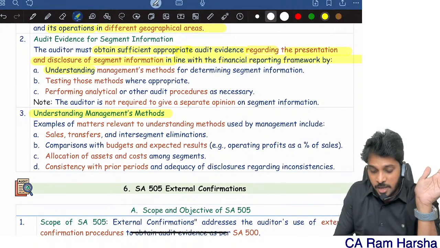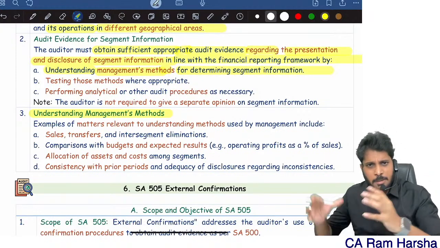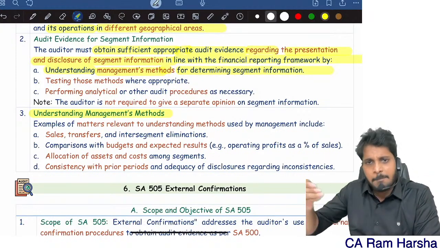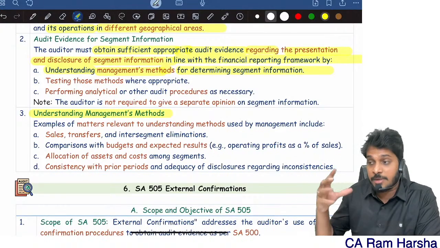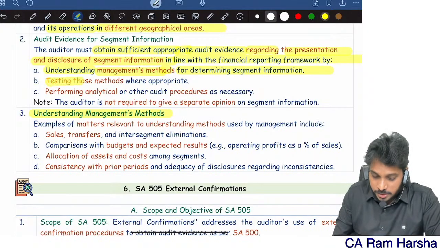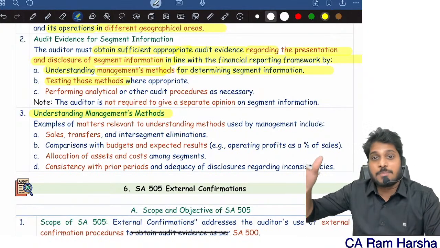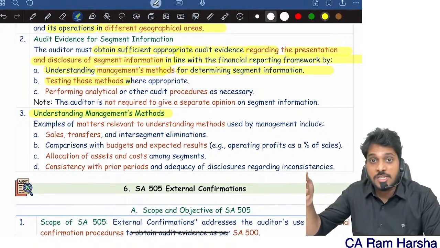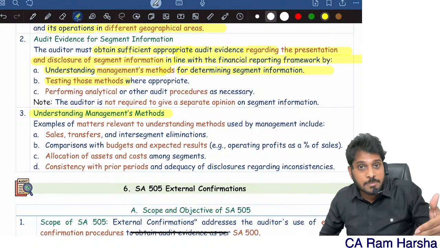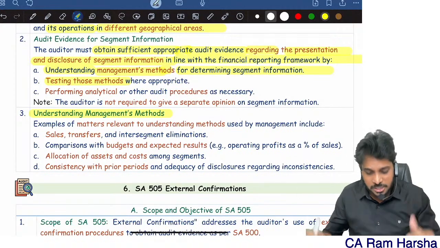So understand management's methods for determining segment information. Management would have followed some methods, right? Management would have implemented some methods to identify reportable segments. What methods did they use? Test those methods. Management may have used an asset method, profits method, or revenue method. Test them. You also find out how many reportable segments came, see what segments they reported, and whether they are matching or not.